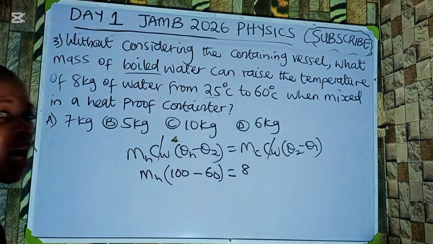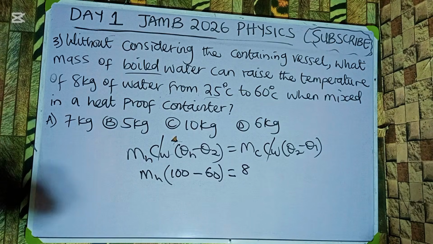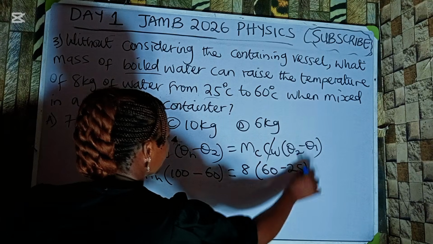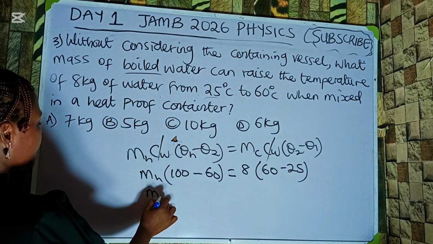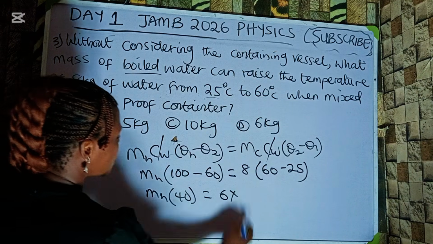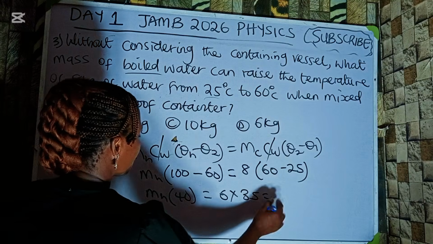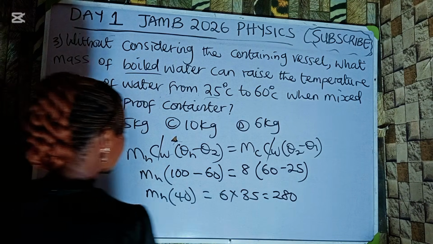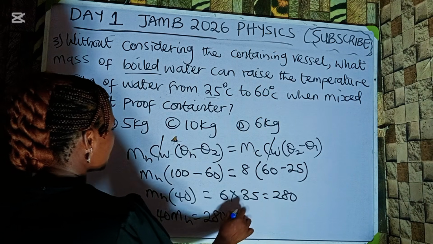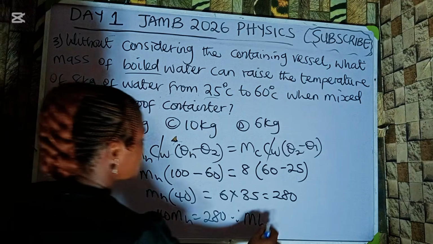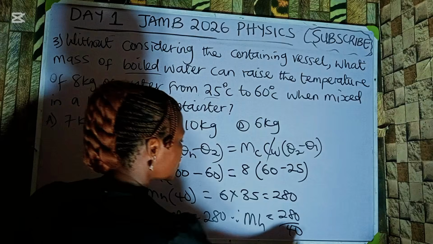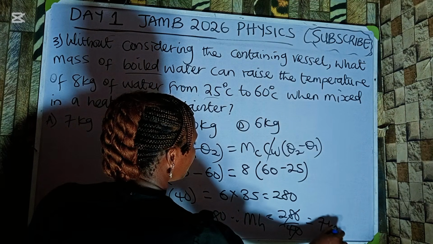That is 8. The question is, how do we know that this is the mass of cold water? Because it has a lower temperature. So bracket 60 minus 25. Now we go again. This is mass, bracket 40, equals 8 times. When you subtract, you're going to get 35, which will give rise to 280. So I have 40 mH equals 280. Therefore, mass of hot equals 280 divided by 40. By the time you divide it, you're going to get your answer to be 7 kg.